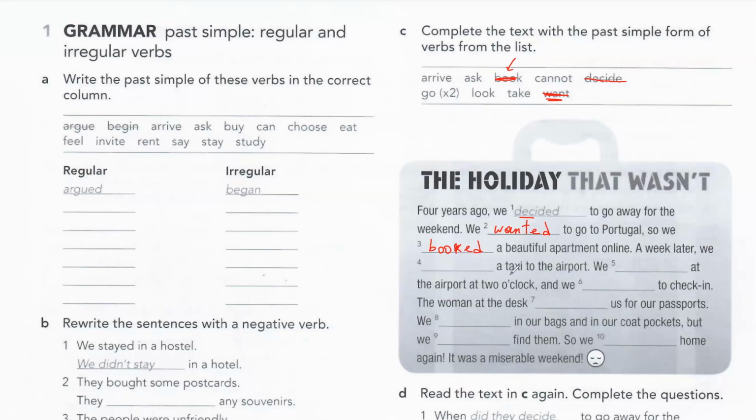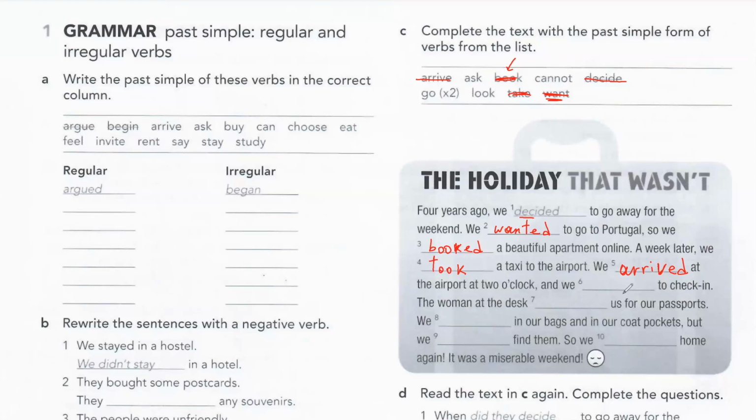A week later, we a taxi to the airport. Okay, so we took a taxi to the airport. We the airport at 2 o'clock. Usually we use arrive. After arrive, we can say in or at. Arrive in a country, arrive in Russia, arrive in England, or we can also use a city, arrive in Moscow, arrive in Istanbul, arrive in London. But when we talk about buildings like an airport, restaurant or cinema, we say arrived at. We arrived at the airport at 2 o'clock.